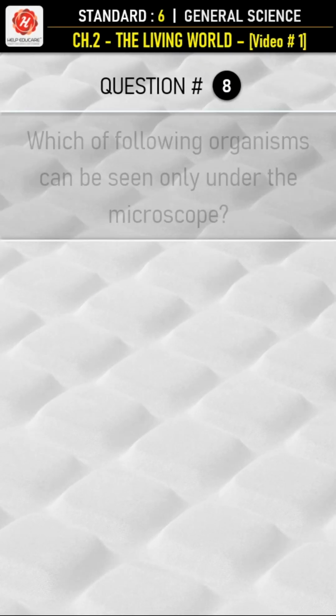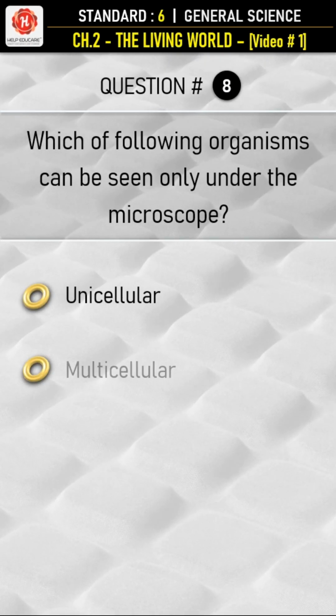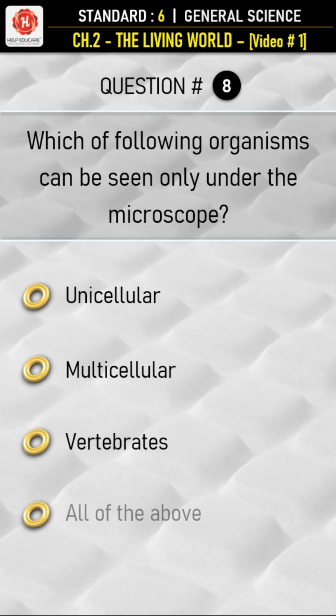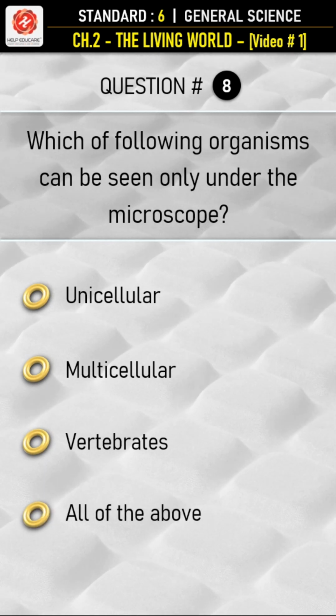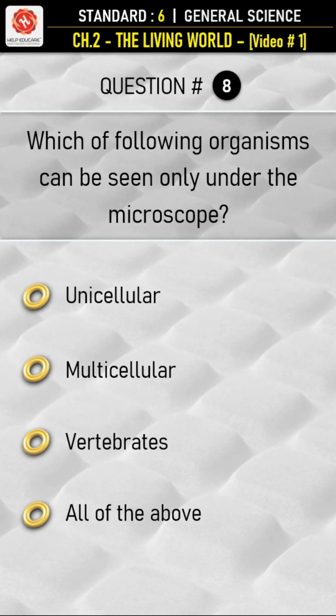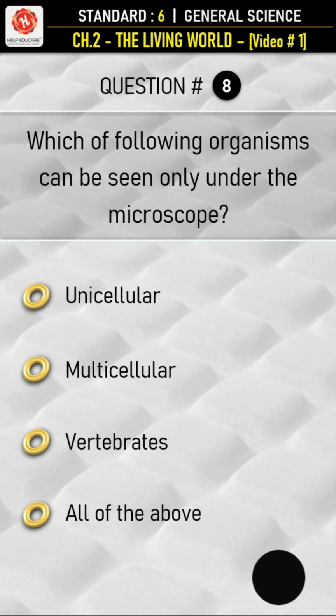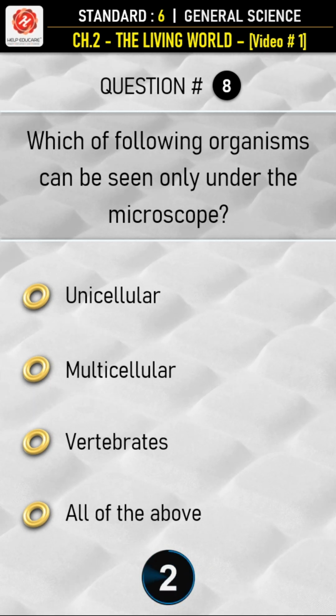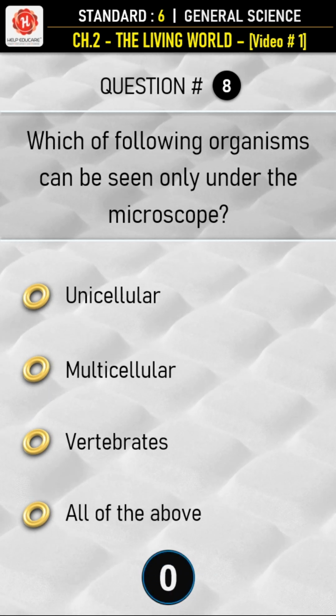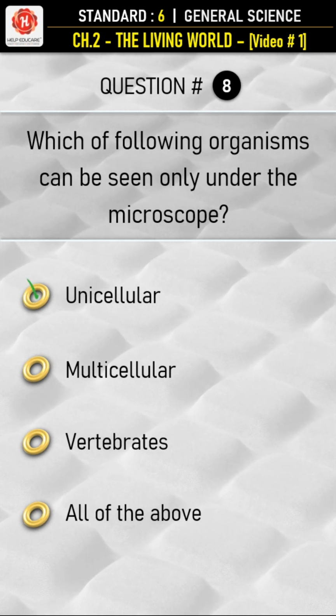Question number 8. Which of following organisms can be seen only under the microscope? First option, unicellular. Second option, multicellular. Third option, vertebrates. Fourth option, all of the above. Answer will be shown after 5 seconds. Your time starts now. Correct answer is unicellular.